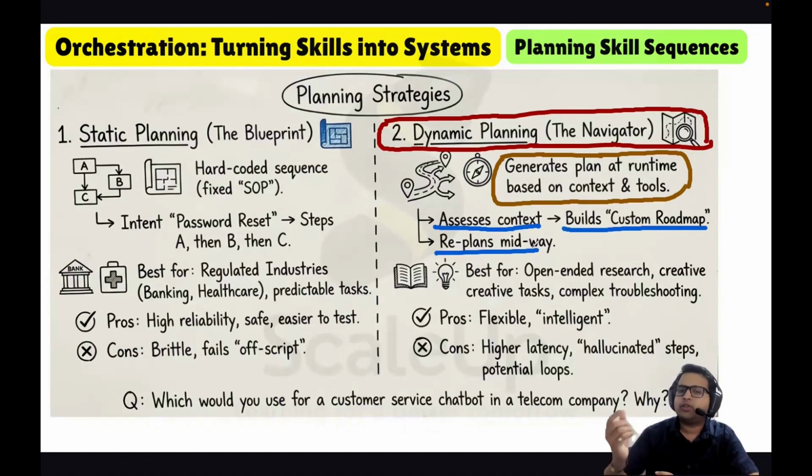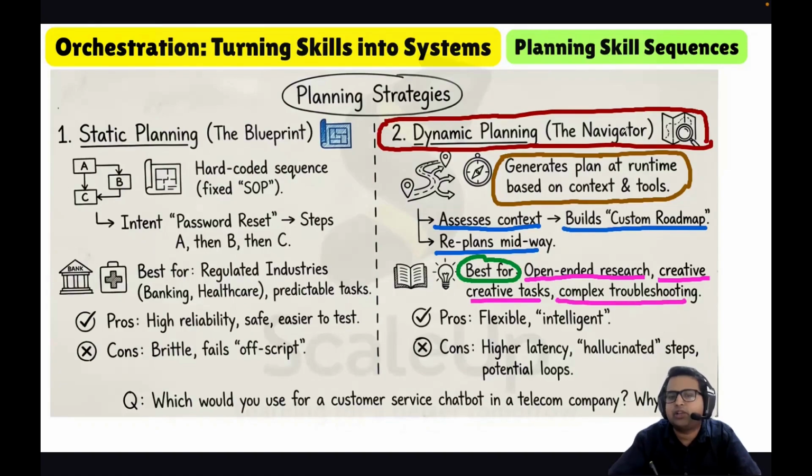Let us suppose all of a sudden a third party tool stops operating. Something wrong has happened to it. With dynamic planning, we can handle those scenarios as well. So that is what dynamic planning is. Dynamic planning is best for open-ended research, creative tasks and complex troubleshooting.